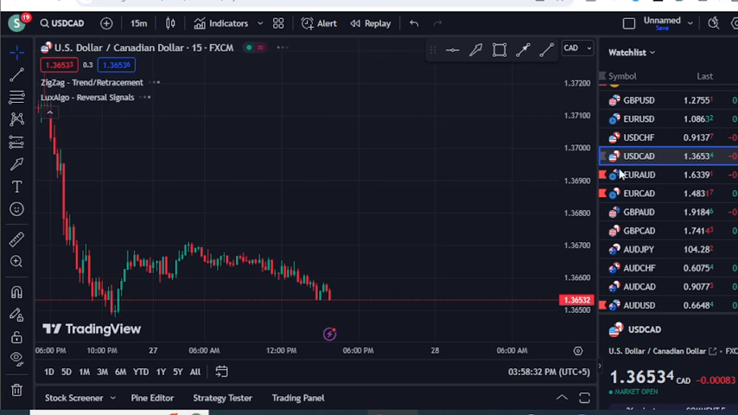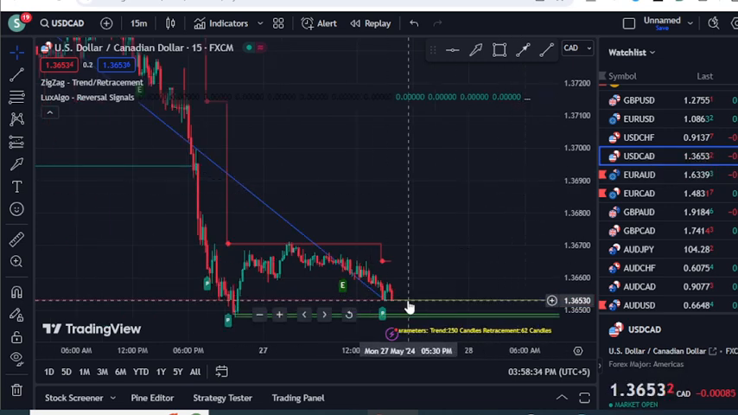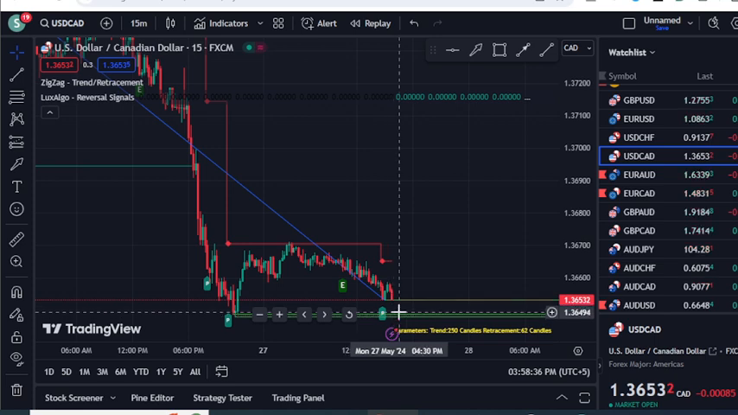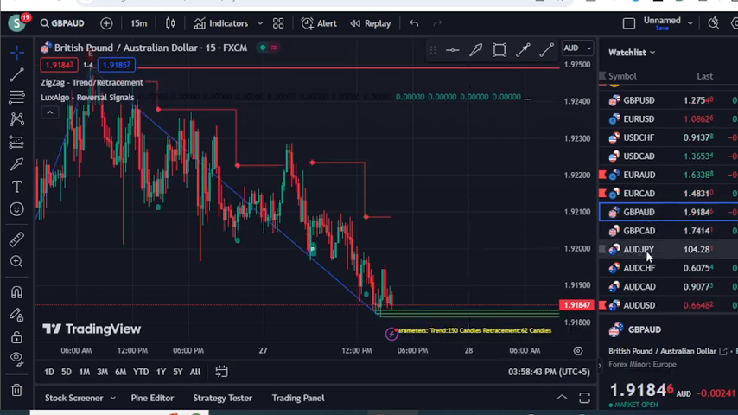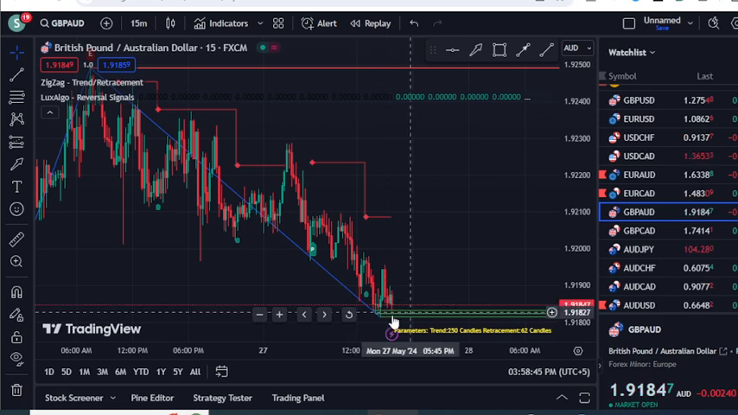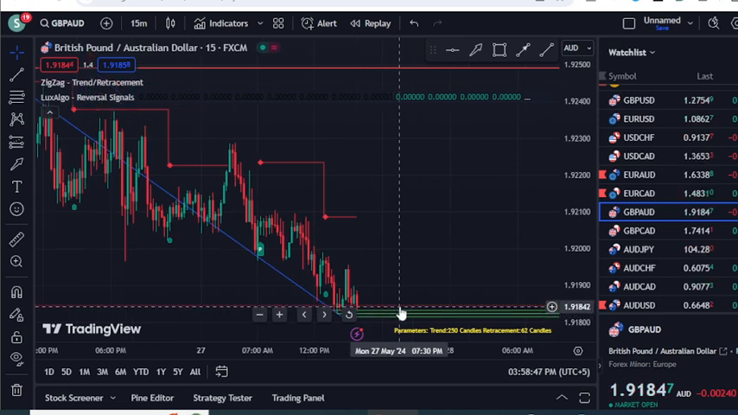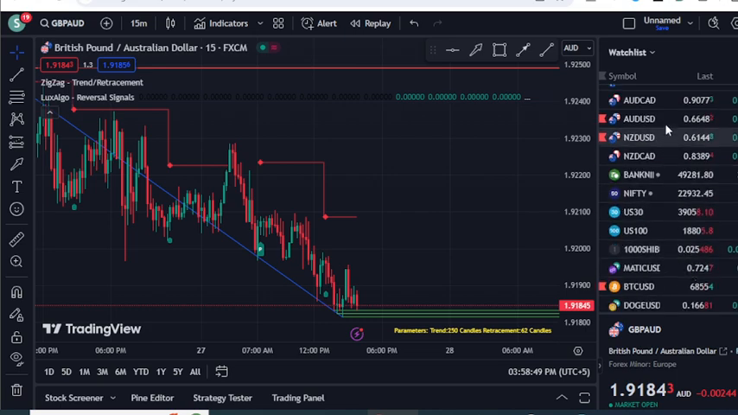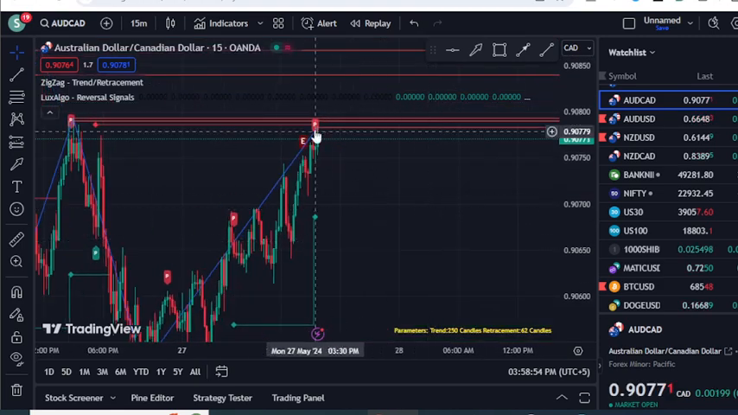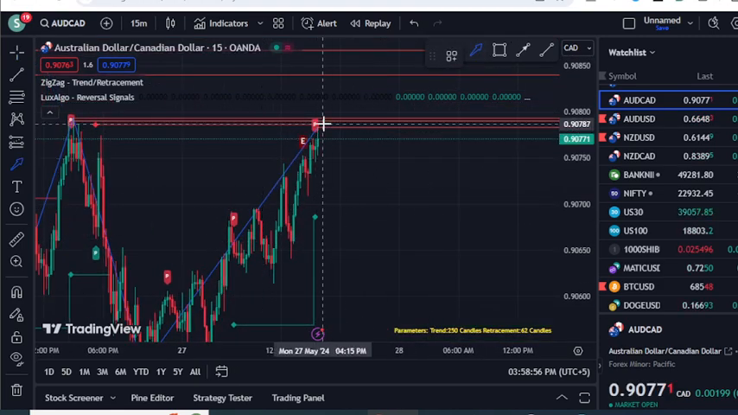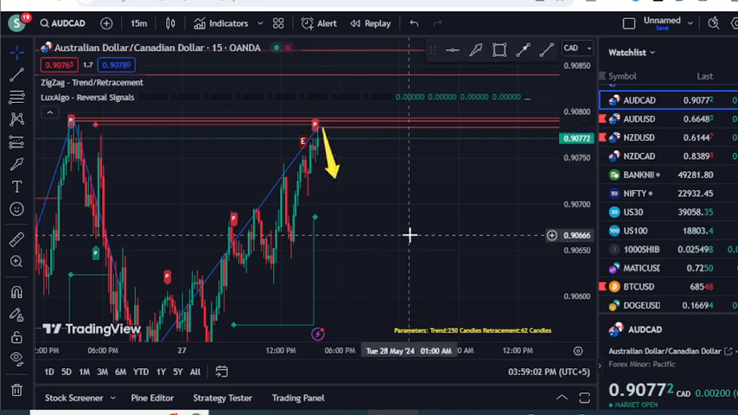Okay, so let's analyze more pairs. This is heading towards the green level, so better to find a signal from the green level. Let's go with more pairs. Right now you can see we are at the green level, but we want a second confirmation from the Lux Algo indicator, so we will definitely wait in that case. Okay, right now guys, you can see that we have reached the red retracement level, and we have the P signal. If this candle closes successfully, then we can go short on that trade.